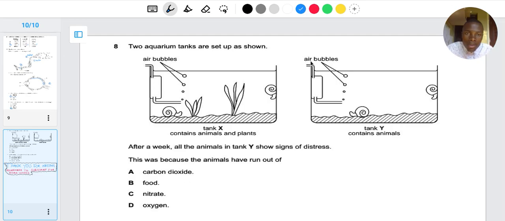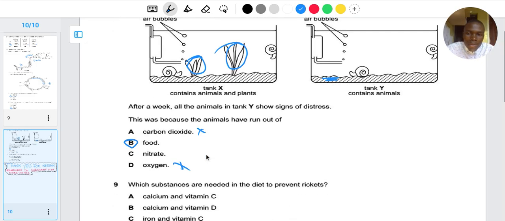Of course, this one is providing the bubbles and the like. But one thing that you need to know here is this. Oxygen is diffusing. Even here, oxygen is diffusing as air bubbles. So oxygen is there. So we can't say oxygen is not there. So this one has to be not there, because oxygen is being provided here through these bubbles. Nitrate, of course, is there because of the soil. So what they run out of is what? Food. So these snails, they are eating aquatic plants and animals. So meaning to say the answer is going to be B.